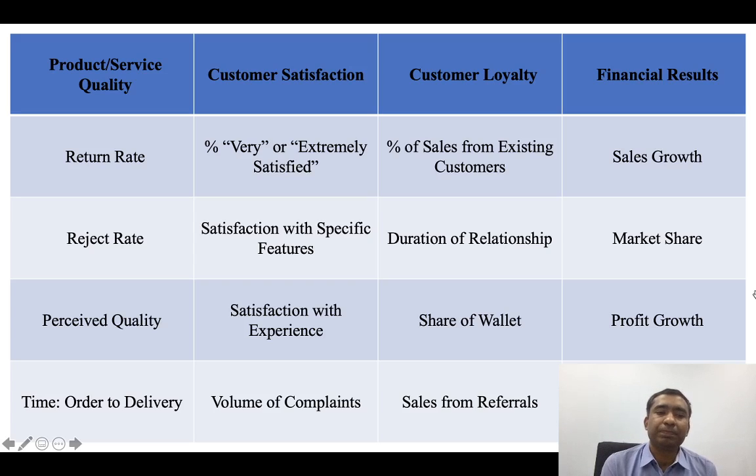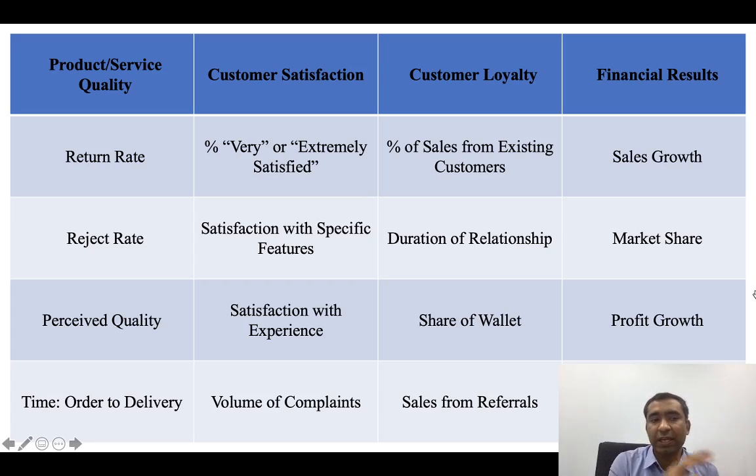For example, we have a low return rate, meaning the people returning your product or services. Customer satisfaction: what percentage of customers are satisfied with your product, percentage of sales from existing customers, and financial results or financial growth. So if you have a very low return rate, very high customer satisfaction, and 50% or more customer loyalty, then it means that it will increase your sales growth.